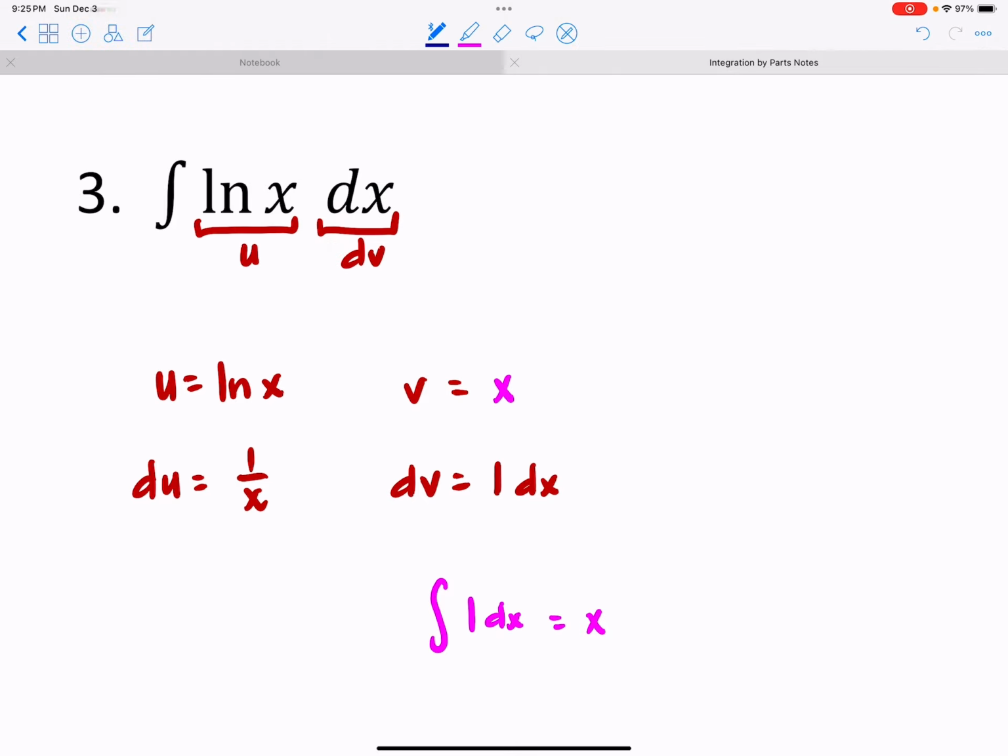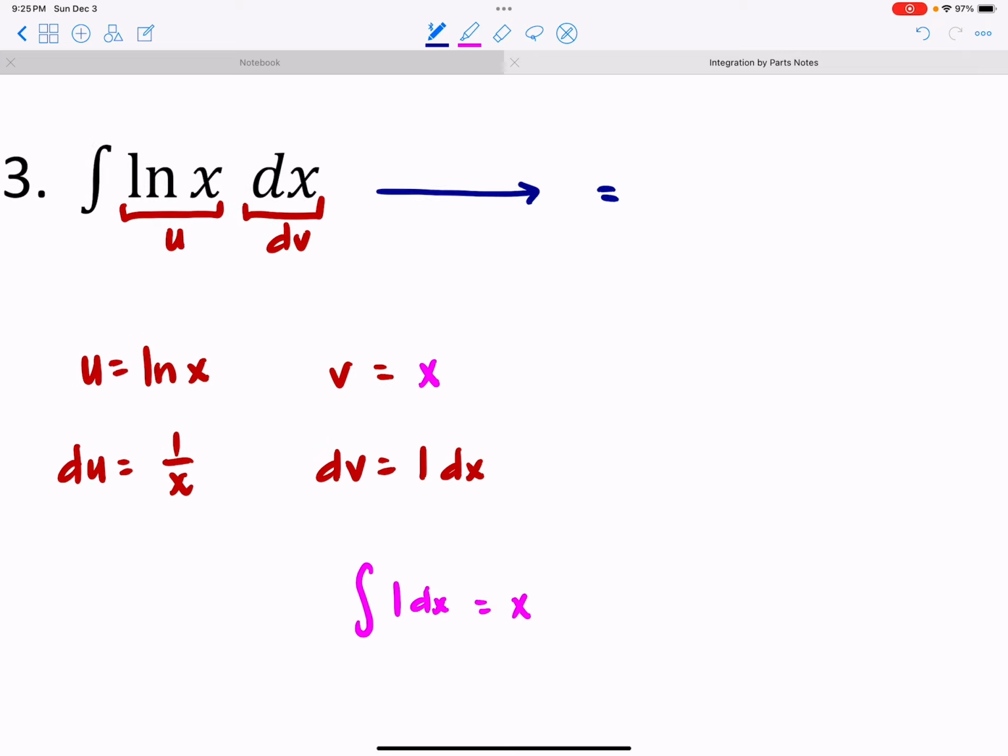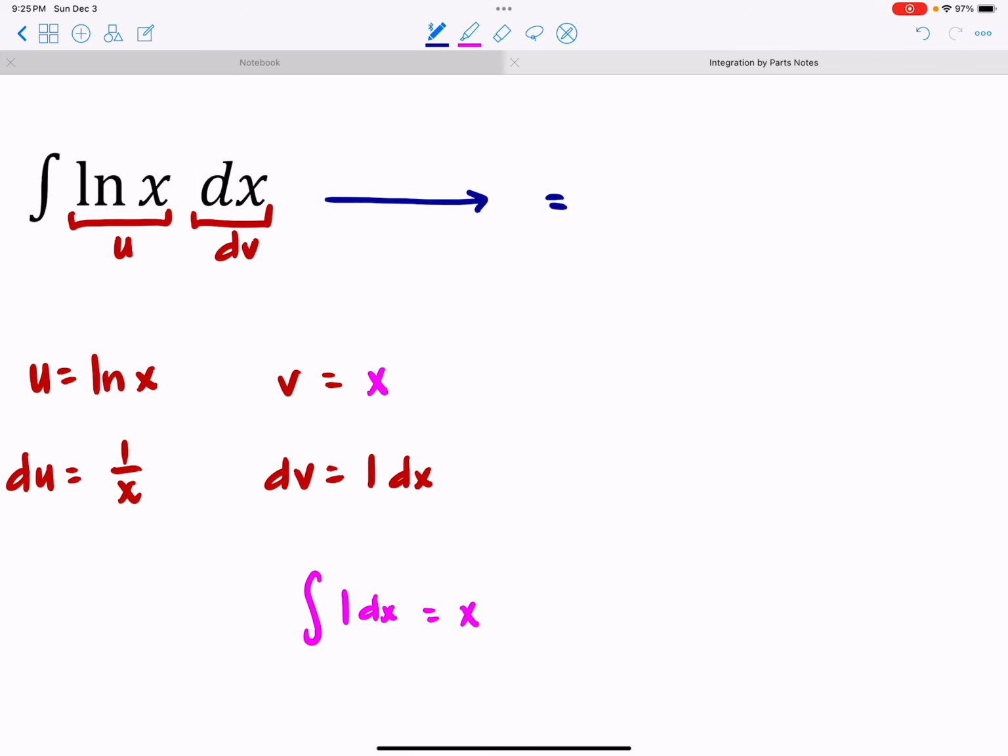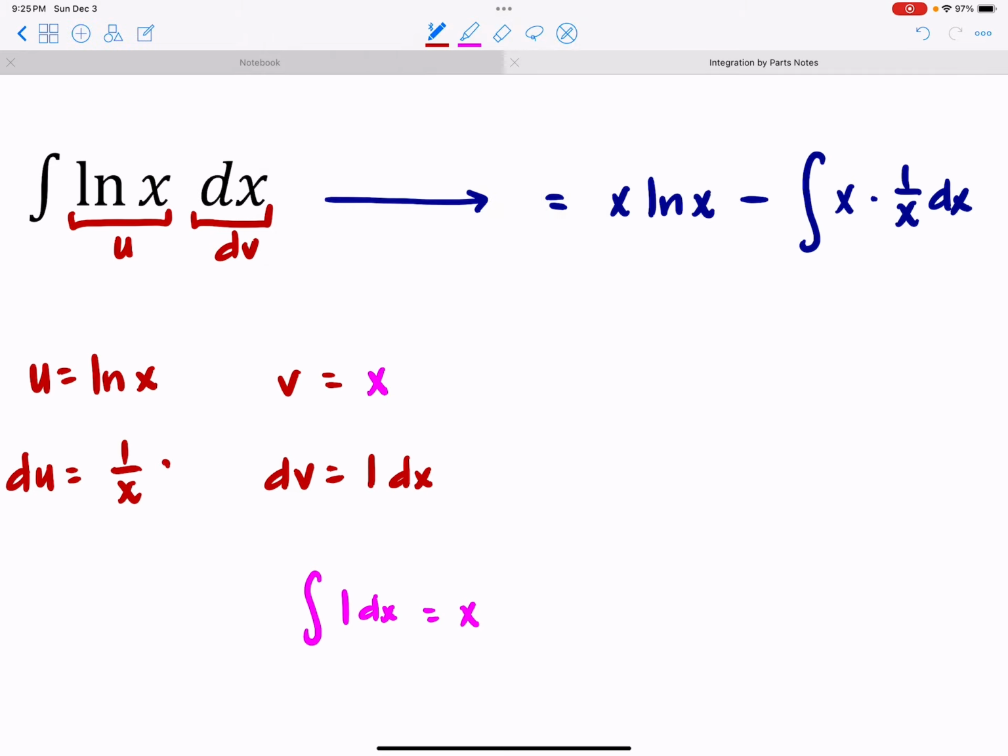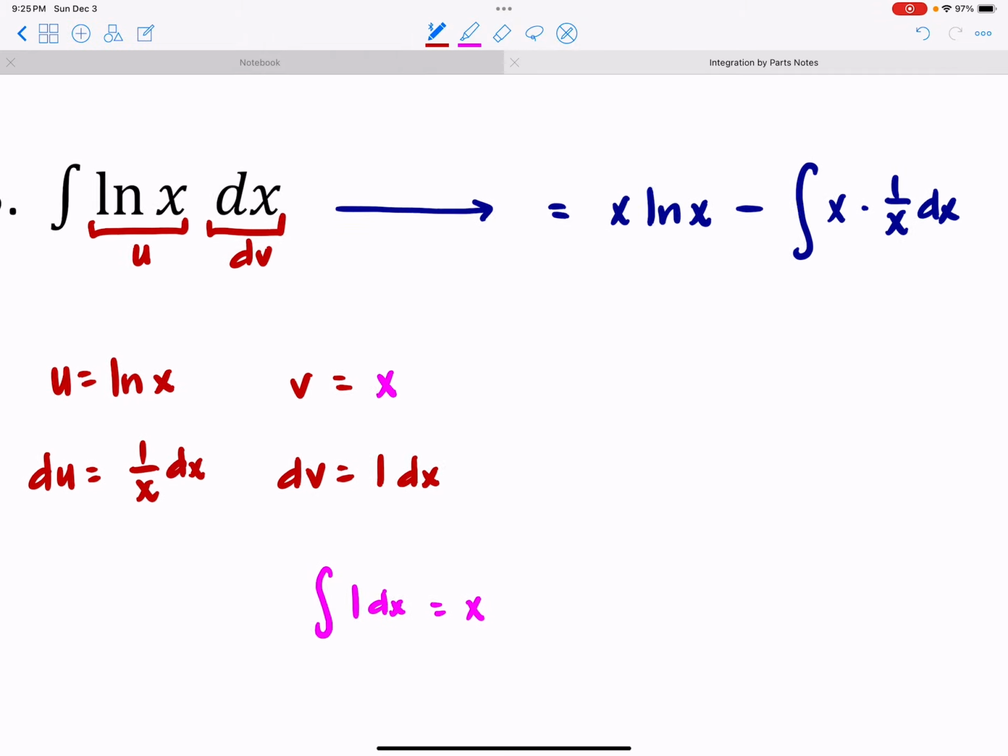And now let's use our formula. So this is going to be equal to, let me just go a little further so I can spread this out, u times v. That's going to be x and natural log of x in that product. Then I'm going to subtract the integral of v times du. So that's going to be x multiplied by 1 over x dx. And again, I forgot my differential here. Just really slipping tonight.